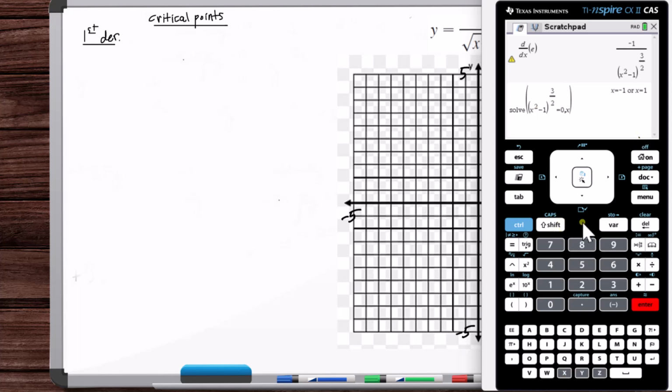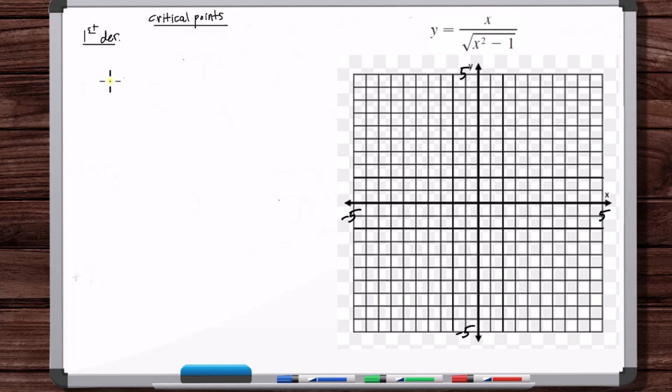Minus 1 or 1, but that's an endpoint. So when we're talking about critical points, so points where the first derivative is 0 or doesn't exist, and same with the second derivative, we're not talking about endpoints. We're talking about within the domain. So there's no points within the domain where the first derivative doesn't exist or is equal to 0. Okay, so none.